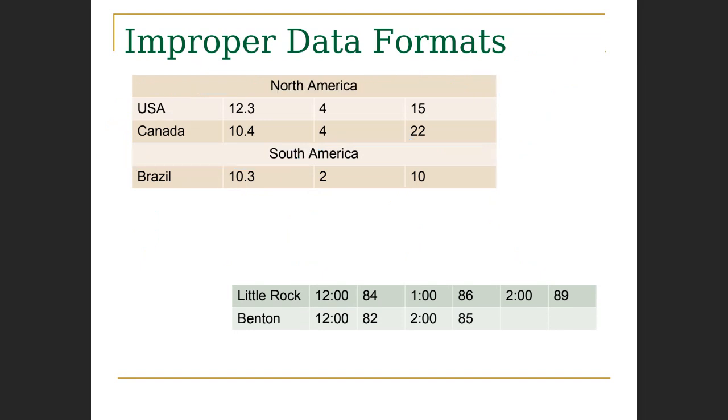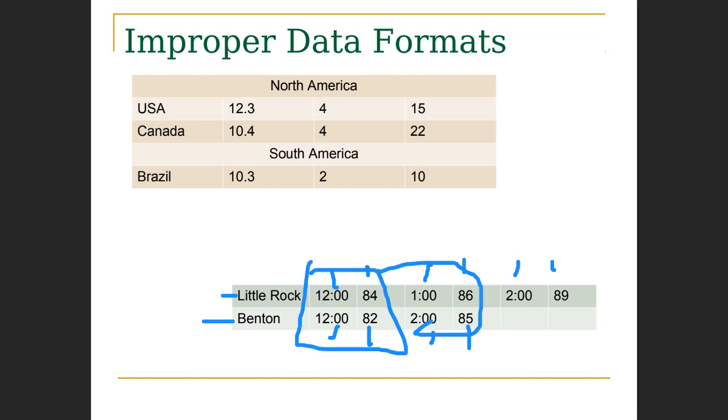On this other one, I had temperatures. Little Rock, at 12 o'clock it was 84 degrees. In Benton, 12 o'clock was 82. At 1 o'clock it was 86. 2 o'clock it was 85. And then here I have 2 o'clock and 89. So what's wrong with this data? First it has a variable number of columns, but even if they were not variable, the same thing gets repeated on this side conceptually. So that's going to make it harder to analyze.